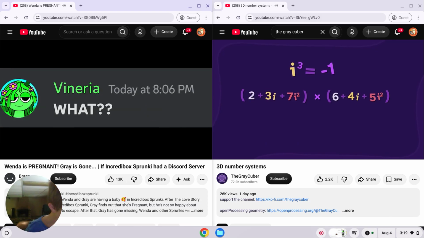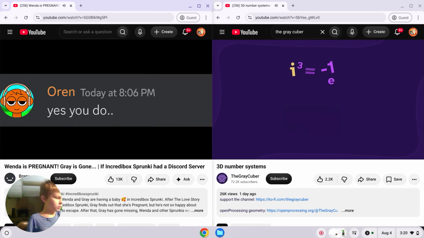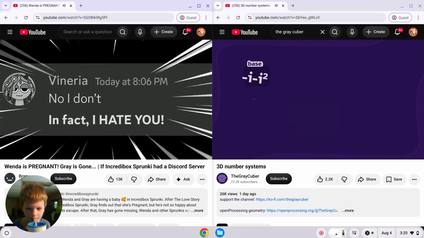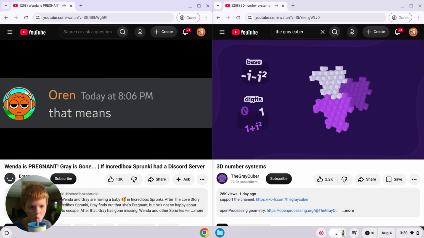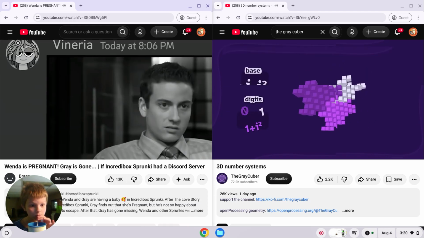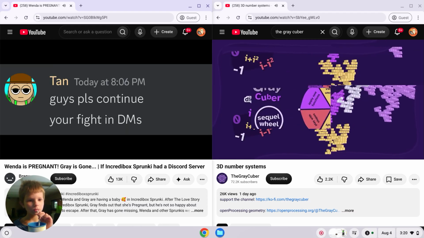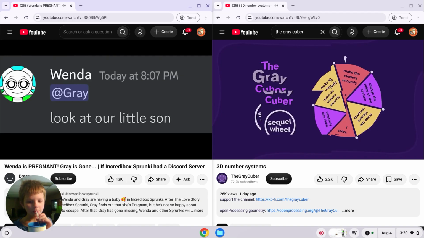But we should notice that the definition uses integers, so imaginary algebra preserves integers. If we pick an integer base and digits, then we get nicely arranged cubes. And if we pick a non-integer base and digits, why is it glitching?